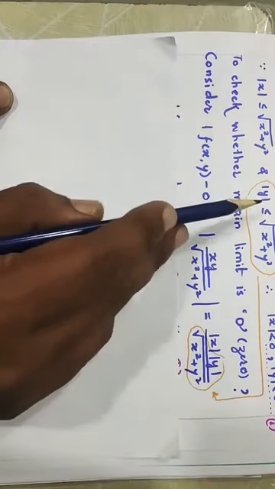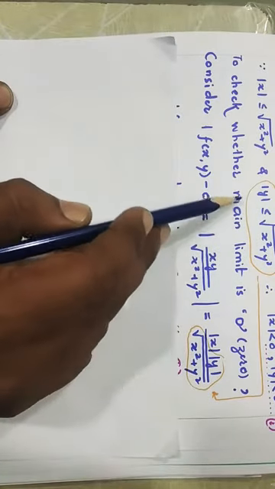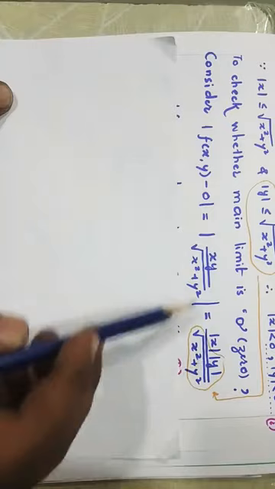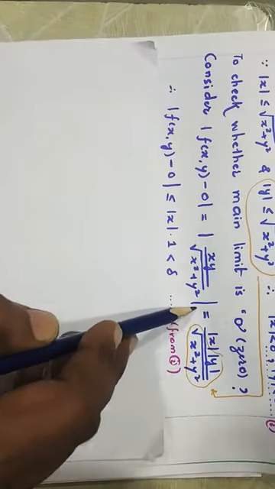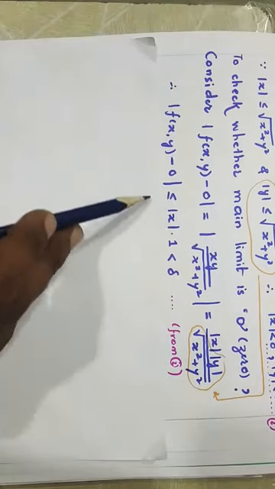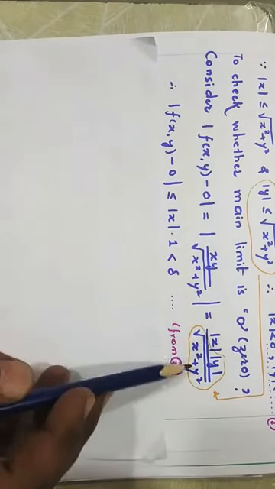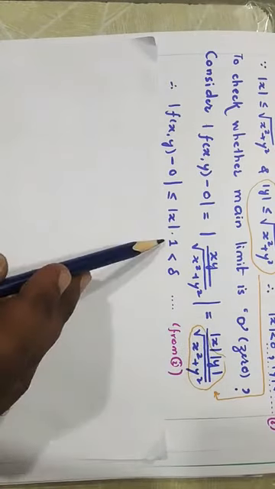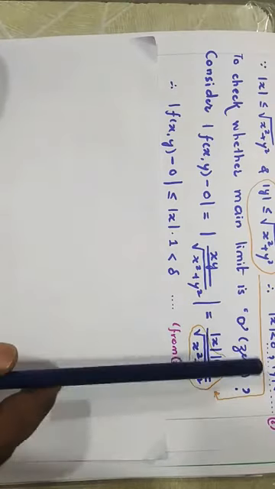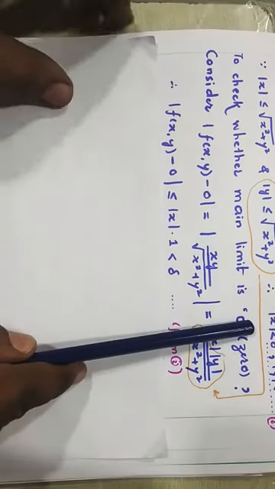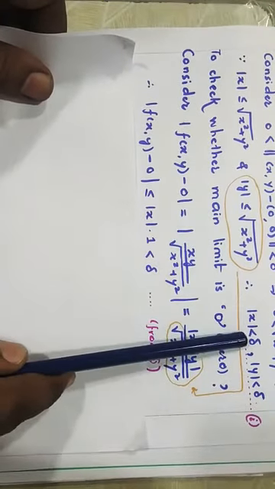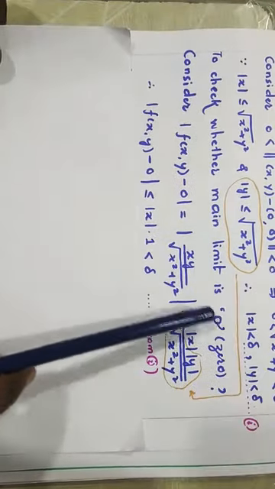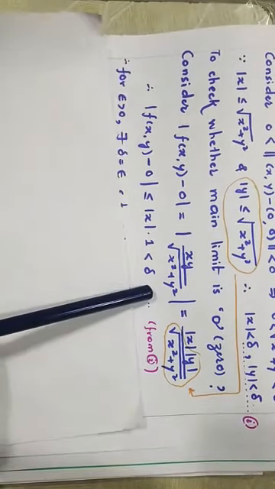This is clear from this: this upon this is less than or equal to 1. So this term will be less than or equal to mod of x, since the other term is less than or equal to 1. But we know that mod of x is strictly less than delta, as written over here. So this is strictly less than delta.